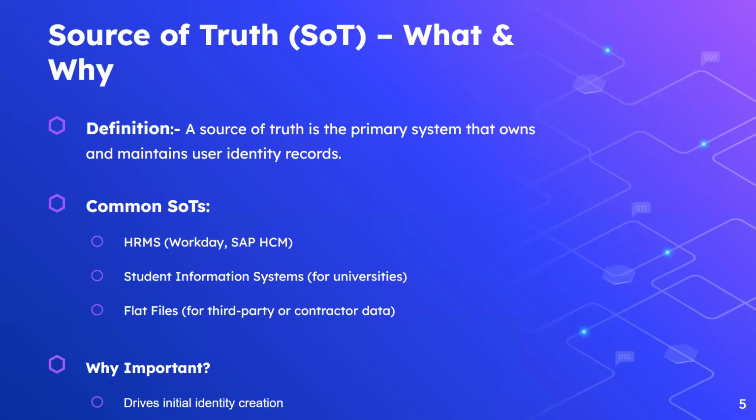So first of all, what is source of truth? What and why? Basically, you already know that source of truth is a primary source of information. Like the system should consider this information as the primary information, that only this is true, nothing else is. Right. So that is the basic information about it. Common sources of truth in our case are basically HRMS. In any organization, Workday, SAP or other HRMS tools are the source of truth.